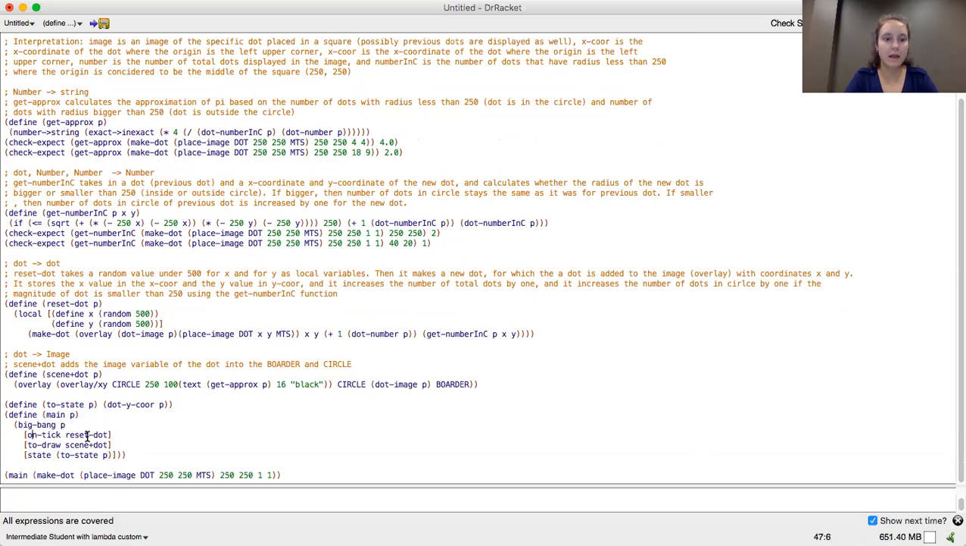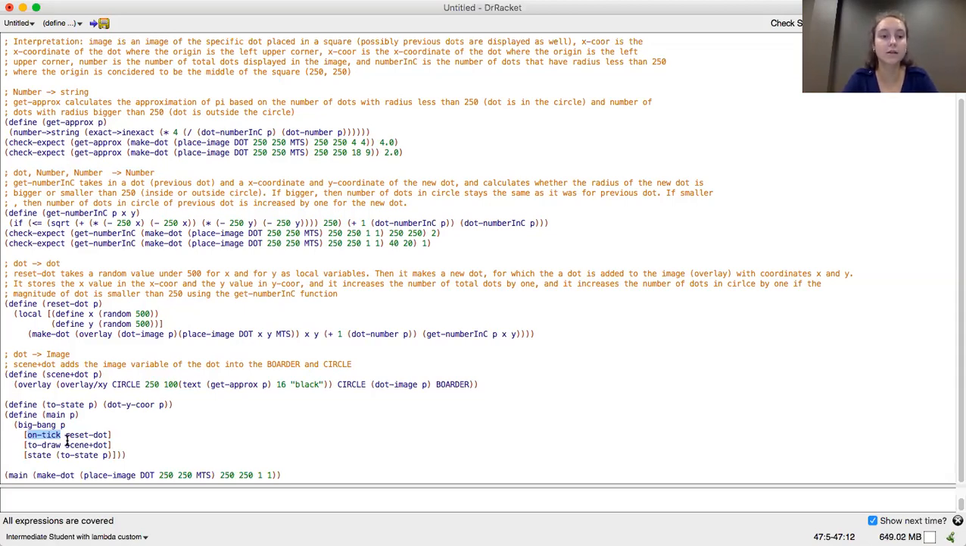As you can see, it has 3 different options. It can use clock ticks, so on every clock tick it will represent a new state of world. Or it can use mouse events, so on every click of the mouse it generates a new state of world. Or keyboard events, so every space it generates a new state of world. So I use on tick.